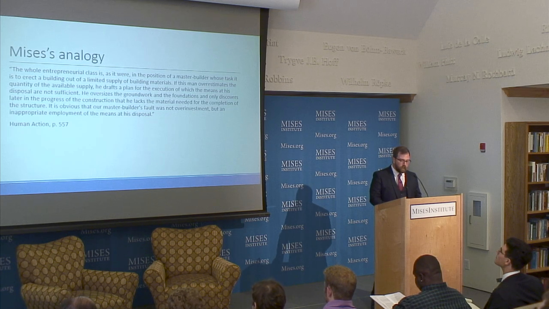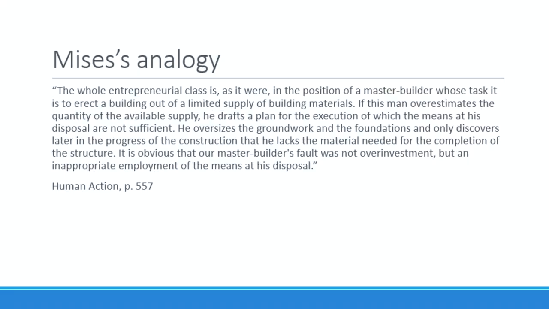Mises says, the whole entrepreneurial class is, as it were, in the position of a master builder whose task it is to erect a building out of a limited supply of building materials. If this man overestimates the quantity of the available supply, he drafts a plan for the execution of which the means at his disposal are not sufficient. He oversizes the groundwork and the foundations and only discovers later in the progress of the construction that he lacks the material needed for the completion of the structure. It is obvious that our master builder's fault was not an overinvestment, but an inappropriate employment of the means at his disposal.